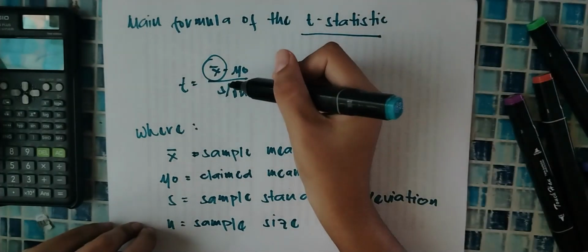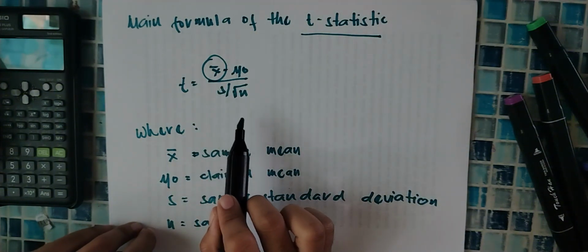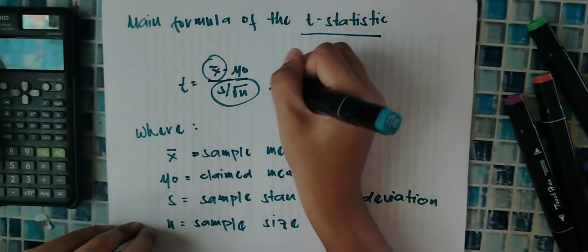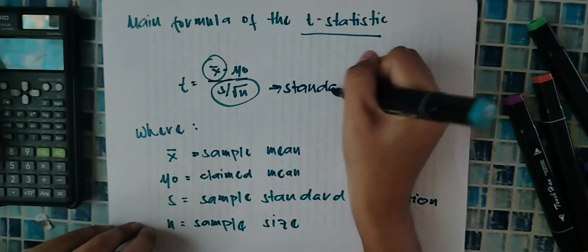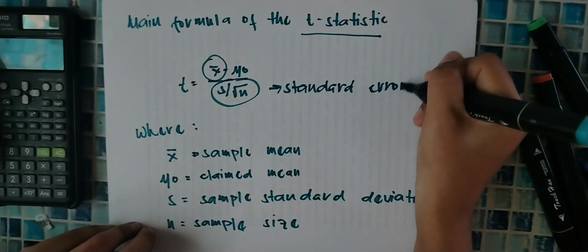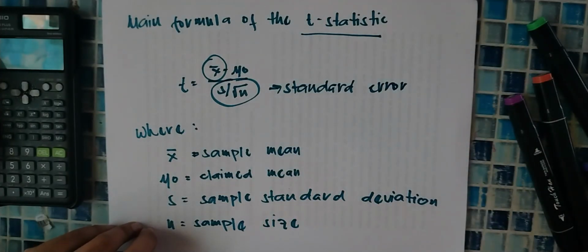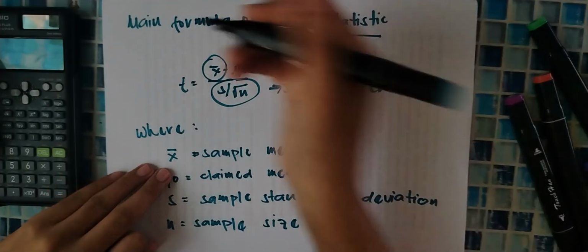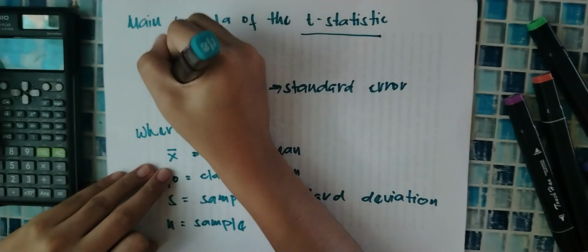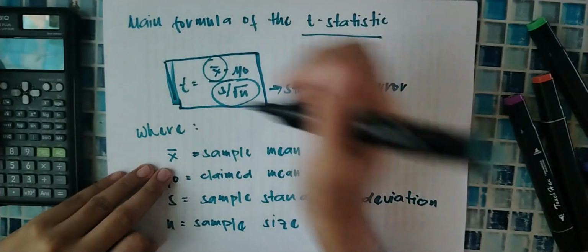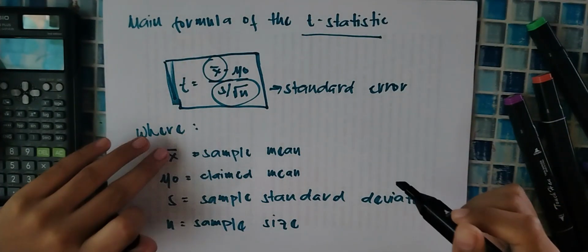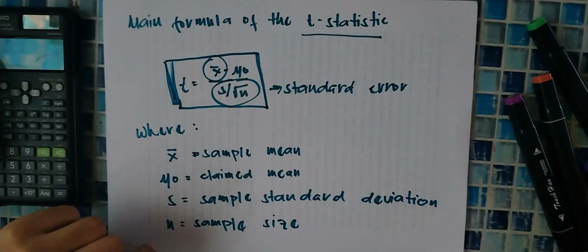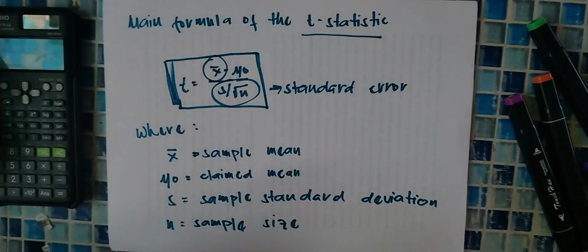The bottom part of the formula, s divided by the square root of n, is called the standard error. This tells us how much the sample means tend to vary from sample to sample. The whole formula tells us how far our sample mean is from the claimed mean, measured in units of standard error.